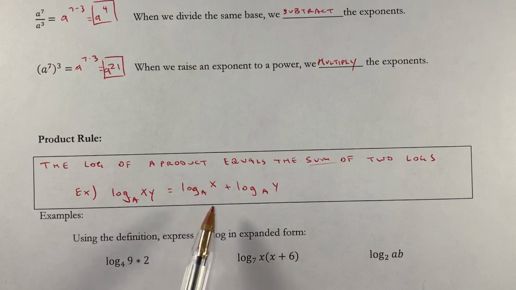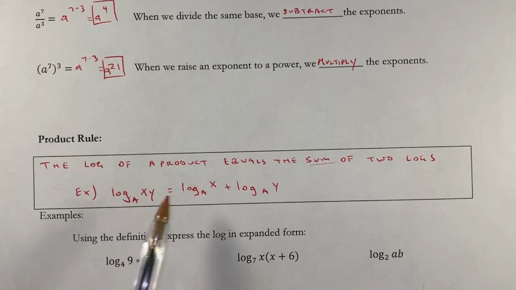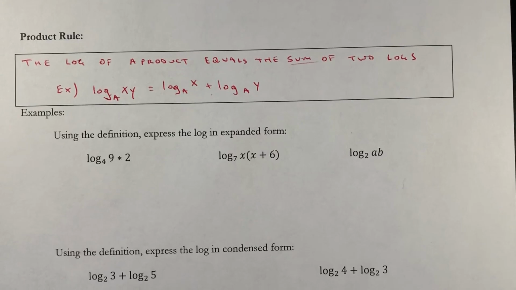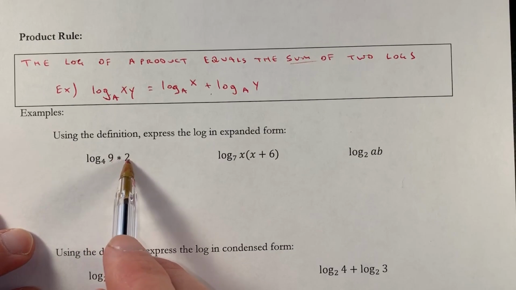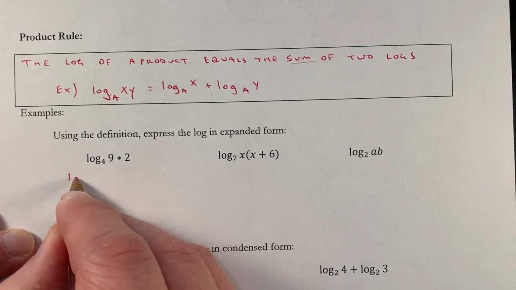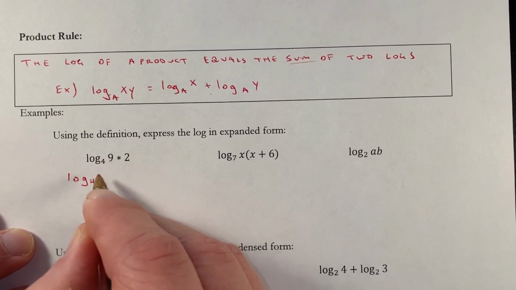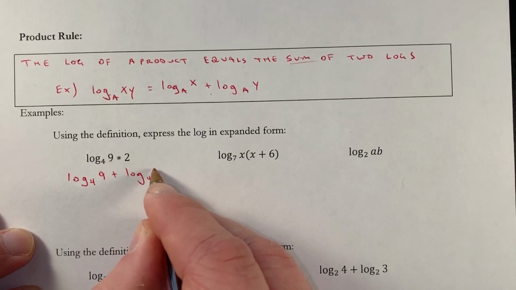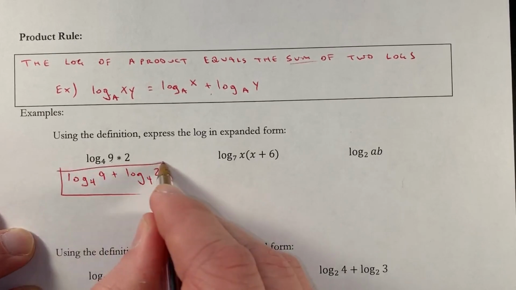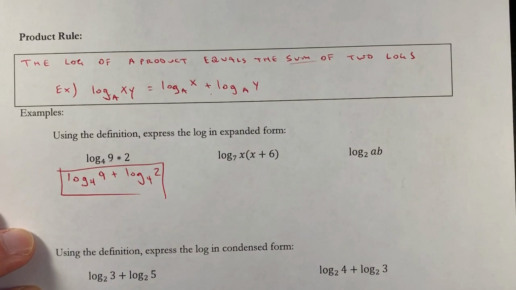Okay, and so you can go back and forth between these two forms. So you've got your condensed form and your expanded form. So we're going to write some logarithms in expanded form. So we've got here an argument that is multiplied, 9 times 2. So we can write this as log base 4 of 9 plus log base 4 of 2. So that is the expanded form.